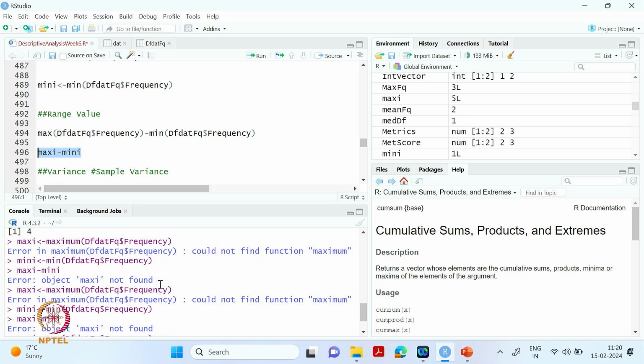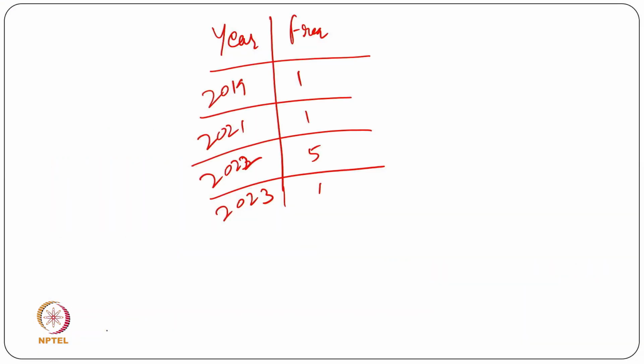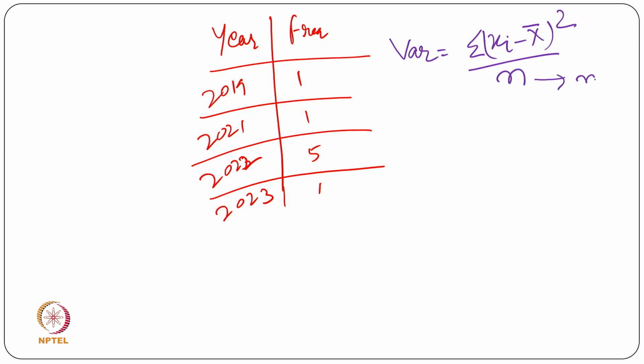Now we'll go to the next concept, variance. We'll calculate variance here. The formula of variance is variance equal to the summation of (xi minus x bar), your mean, whole square, divided by n, where n is your number of observations. So I will first calculate the x bar. What is x bar? X bar is the mean. So the summation of 5 plus 1 plus 1 plus 1.